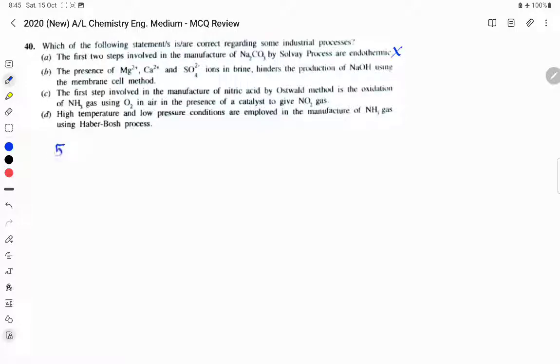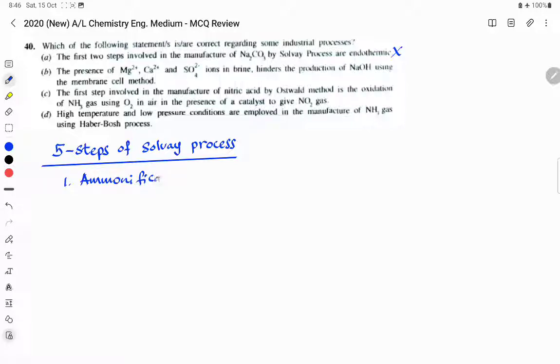There are 5 steps. Some say 4 steps. 5 steps of sodium carbonate manufacture. It's a Solvay process. It is also called ammonia soda method. The 5 steps are: first one, ammonification. Here we add ammonia, or we dissolve ammonia gas in a brine solution. Let's say, so it's dissolved in H2O to form ammonium hydroxide.